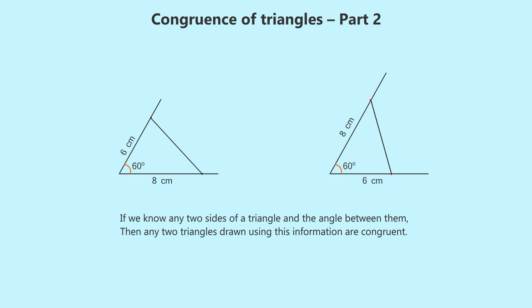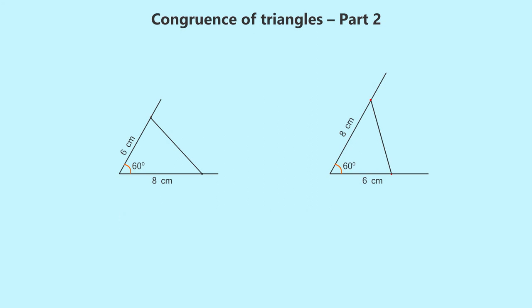That is, if the lengths of any two sides of two triangles and the measure of the angle between those two sides are the same, then those two triangles are congruent. Now, for the congruency of triangles, we only use their two sides and the angle between them. So, this is called the side-angle-side or SAS test of the congruency of triangles.